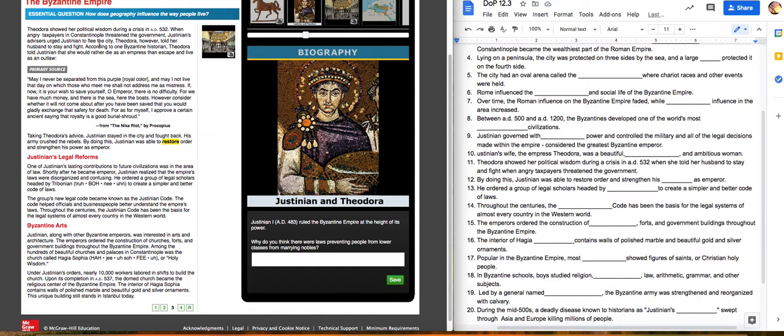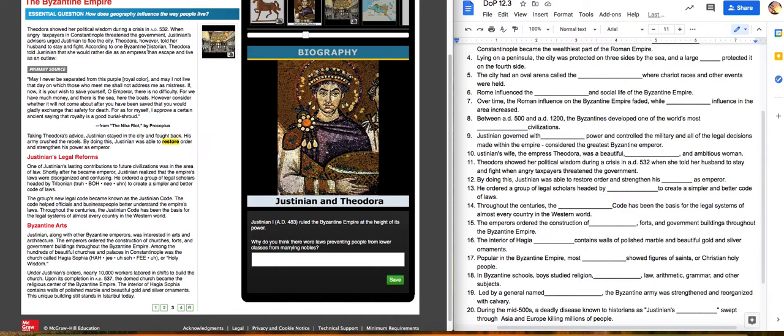Continuing on with the lovely Theodora. Theodora showed her political wisdom during a crisis in 532. When angry taxpayers in Constantinople threatened the government, Justinian's advisors urged him to flee the city. Theodora, however, told her husband to stay and fight.